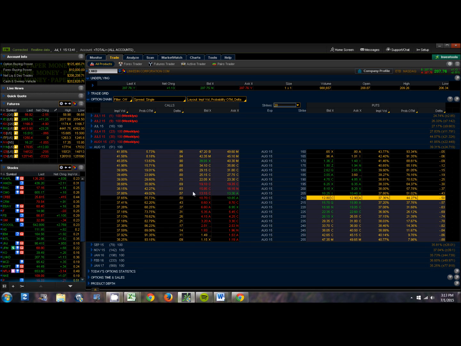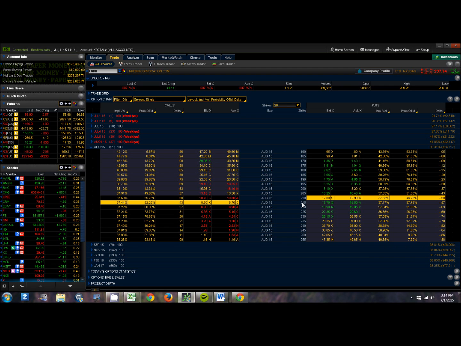Now, here's what's really cool. Let's look at the 215 call. First of all, you see this first column. These are the various implied volatilities that are associated with the various strikes. Again, I'm not going to touch that right now because that's pretty advanced stuff. I'm not going to cover delta right now either. I'm going to cover that in a future video because that's really important. Right now, I just want to focus on this probability of out of the money.